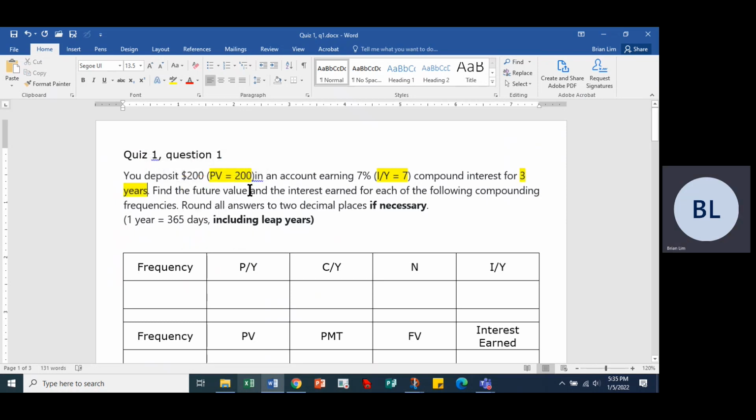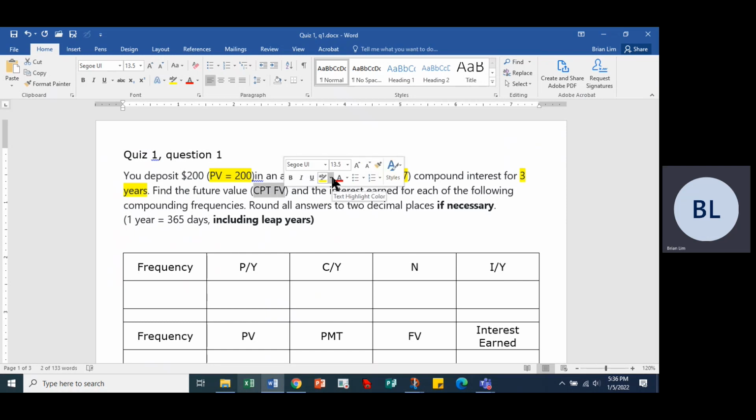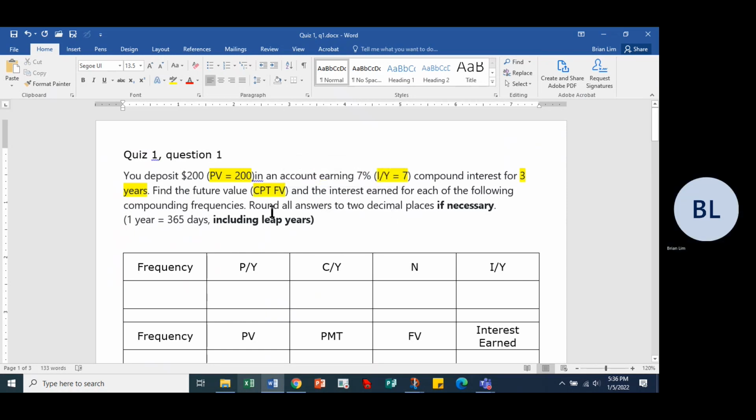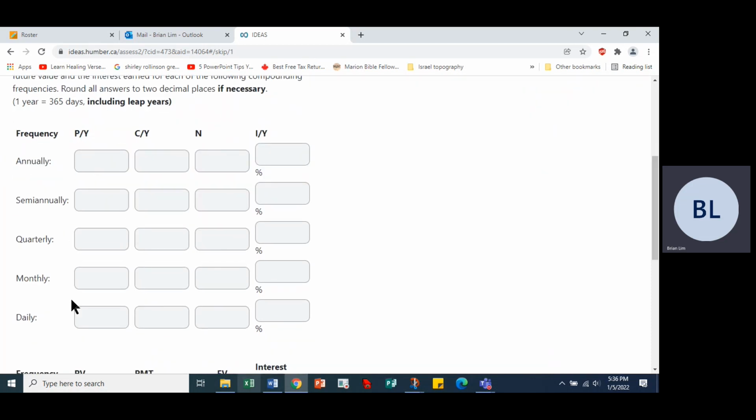Find the future value. Because we are finding it, we will have to do a computation of the future value, so that is being computed here. And what else? For the following compounding frequencies. You might not have noticed it, but they are these ones here: annually, semi-annually, quarterly, monthly, and daily. So the question really has five parts, these five different frequencies.